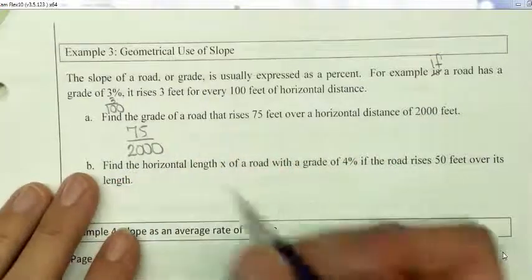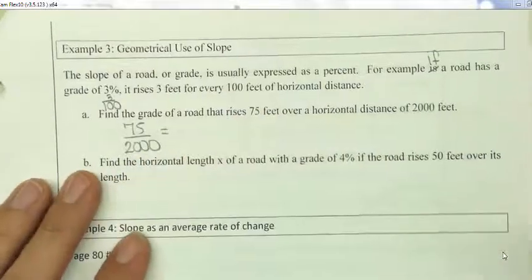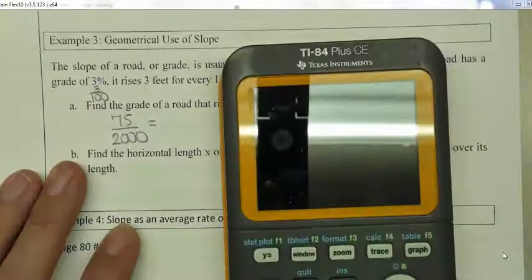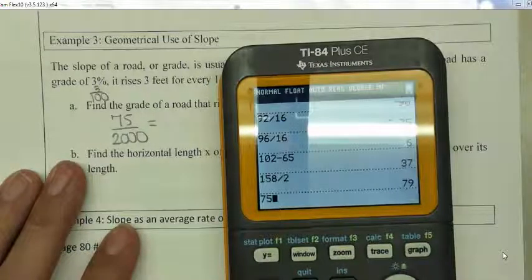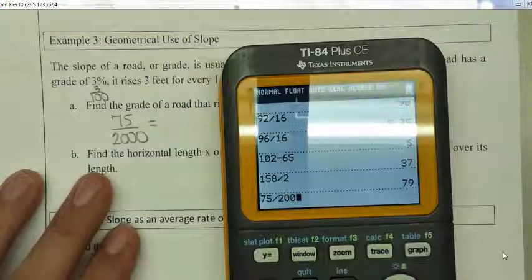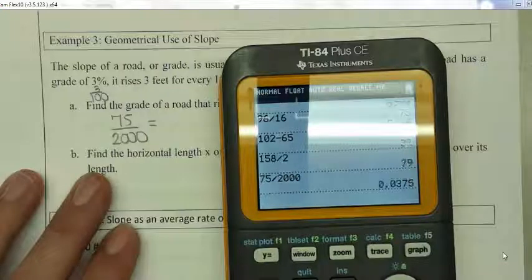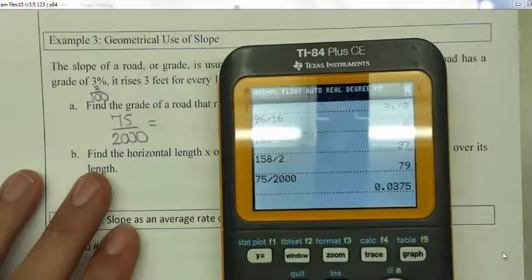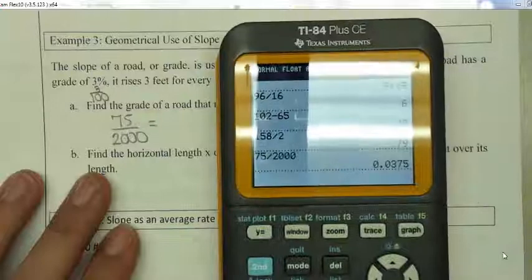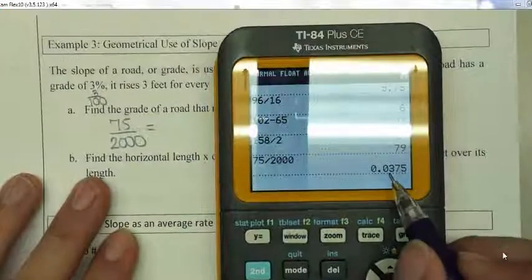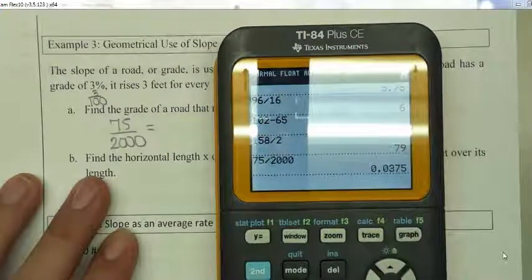So the question is, what percent is this? To find a percent given a fraction, we just divide. So I'm going to take 75, divide it by 2,000, and I get 0.0375, or as a percent, move your decimal over 2 places, 3.75%.